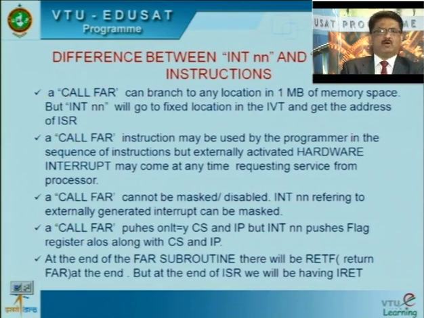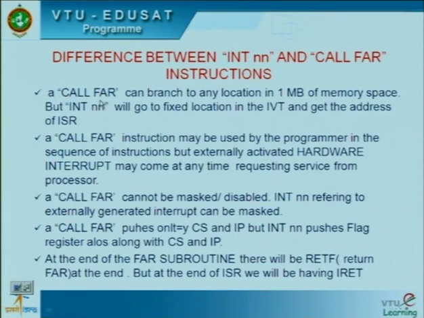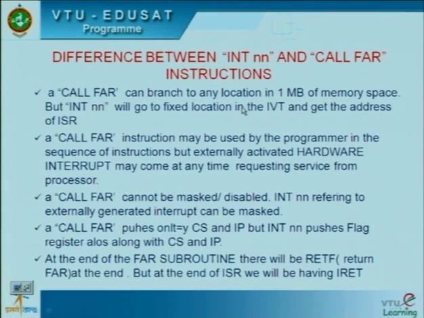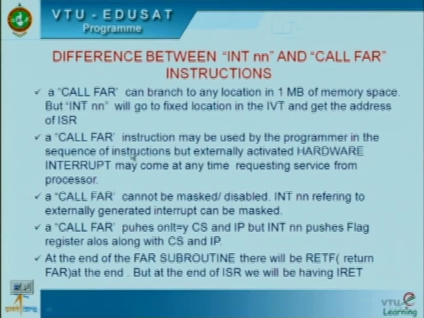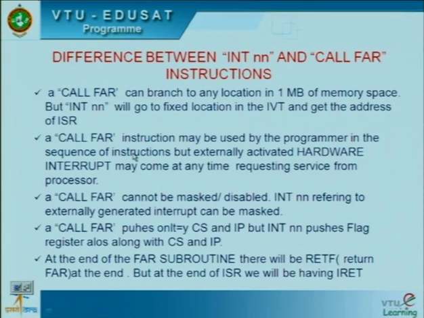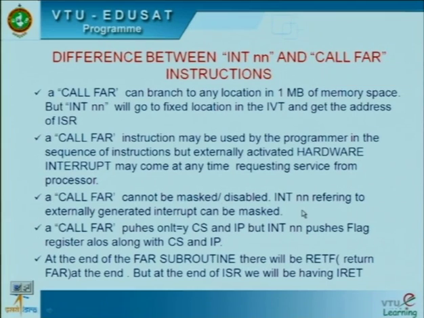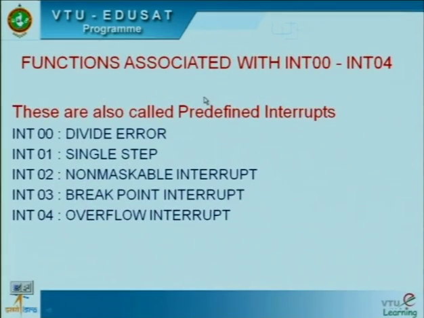Now what is the difference between an INT and a far call instruction? A far call instruction can go to any location in 1 MB, but INT goes to a fixed location obtained from the IVT. The second difference is that a far call instruction is used by the programmer, based on the instruction sequence, where the far call gets executed, but when an interrupt signal comes, we do not know when it comes. Far call cannot be masked or disabled, but INT NN, that is the hardware interrupt, can be disabled. Far call pushes only CS and IP, but the INT NN instruction pushes the flag register, CS, IP, and it also clears the trap flag and interrupt flag. At the end of a far subroutine, you will have a far return, but at the end of an interrupt service routine, you will have the IRET.